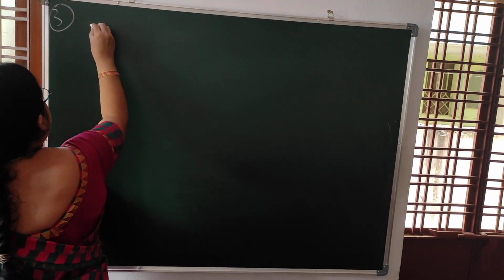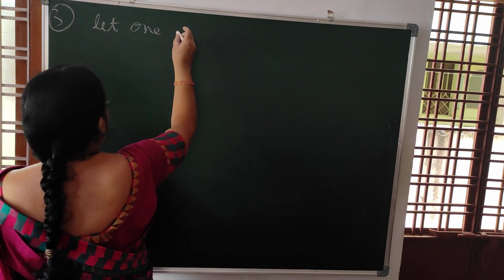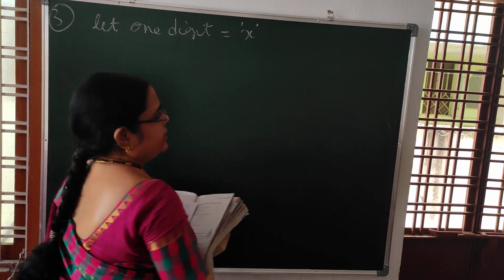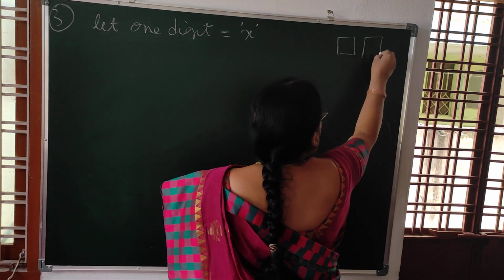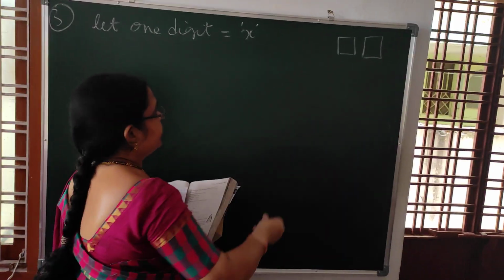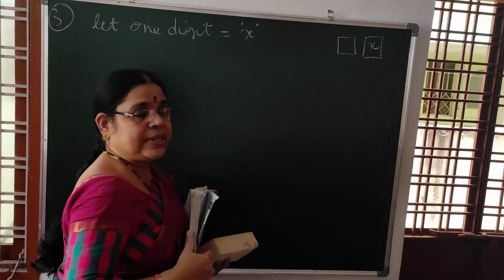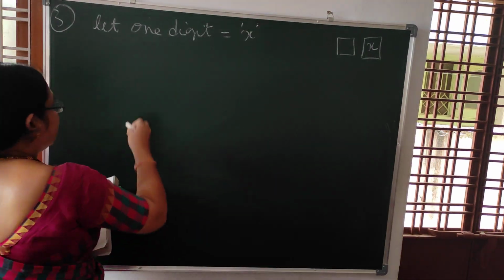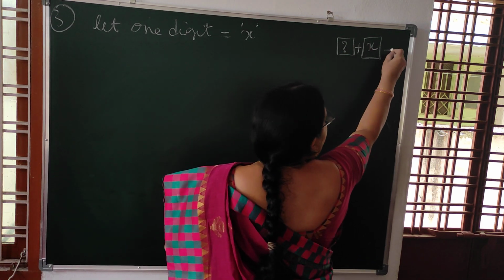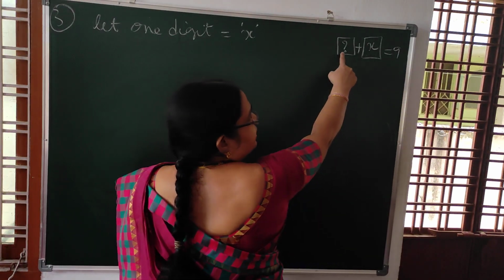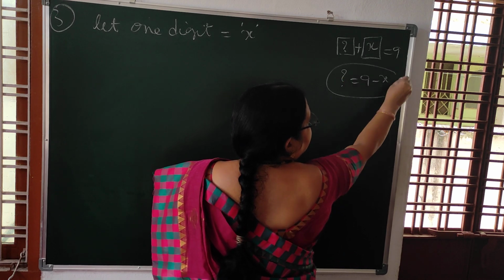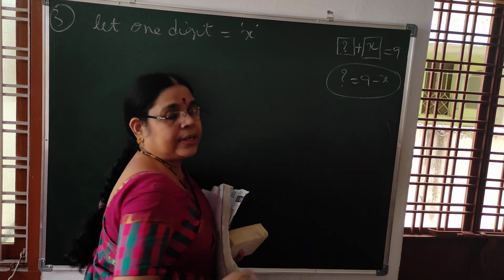So let one digit be equal to x. It is a two-digit number. I am showing you here. One of the digits I have taken as x. So here I am taking the ones place digit as x. Then what does the tens place digit become? This is something you are going to find. When you add these two, you are going to get the sum 9. So what can this number be? This goes to that side. This is equal to 9 minus x. This question mark shows you the other number.